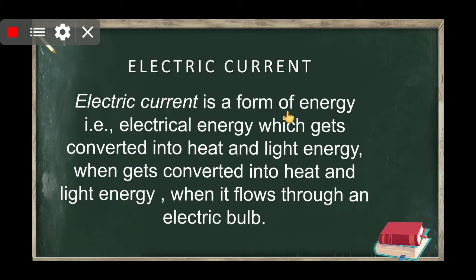Now students, what actually is current? As I have told you, when charge flows in a closed circuit, it is considered electric current. Electric current is a form of energy, that is electrical energy, which gets converted into heat and light energy when it flows through an electric bulb.